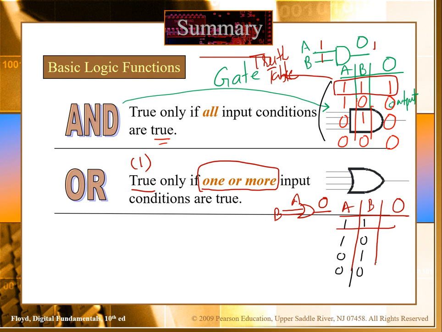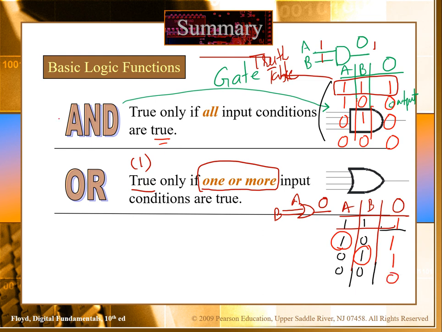Now talking about the output. This is important, so pay attention here. What is the condition for the OR gate? True only. You will get the true output, or the one output, if one or more input conditions are true. So if you have at least one condition true, the output is true. Like 1 1, you will get output 1. 1 0, at least one is true, so you will get 1. 0 1, at least one is true, so you will get output 1. 0 0, both are not true, so in this case you will get 0 as our output.